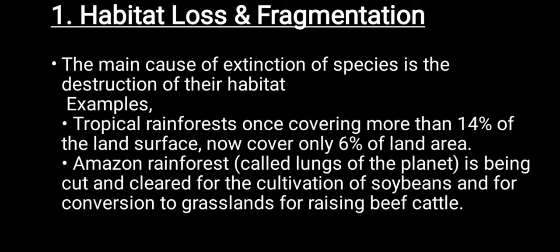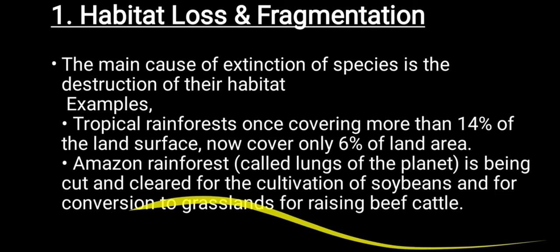The Amazon rainforest, called the lungs of the planet, is being cut and cleared for two reasons. One is cultivation of soya bean, and two is conversion of these forests to grasslands for raising beef cattle. Due to these two reasons, the Amazon rainforest's total cover has been reduced. Habitat loss is the main reason for the extinction of species.